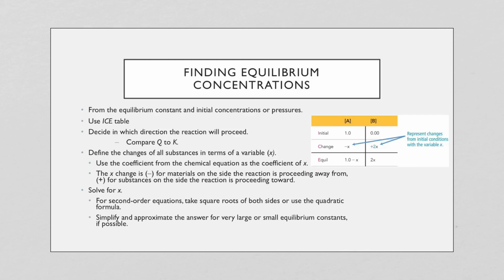Now, in the next section, we're going to look at problems where we have to go back and start using our ICE tables again. So we're going to know something about the equilibrium constant and the initial concentrations, but we're not going to know anything about the equilibrium concentrations. So that's what we'll start off with in the next video.